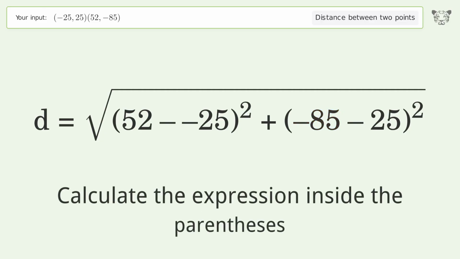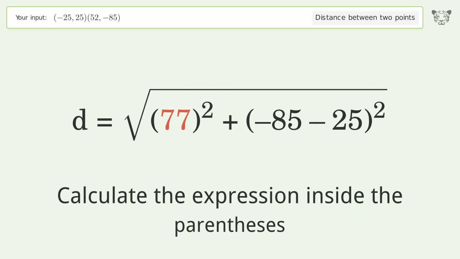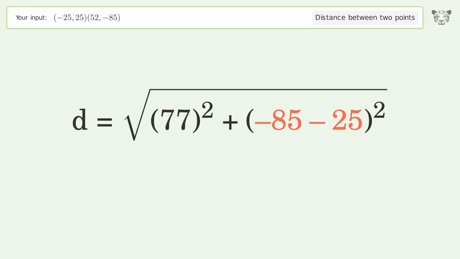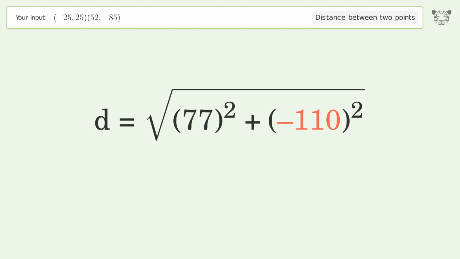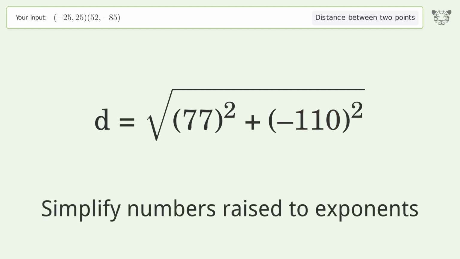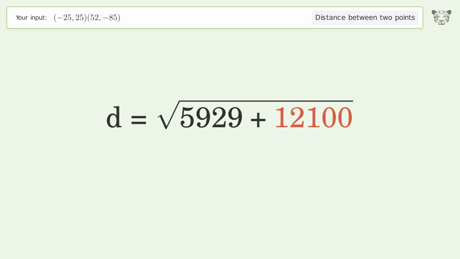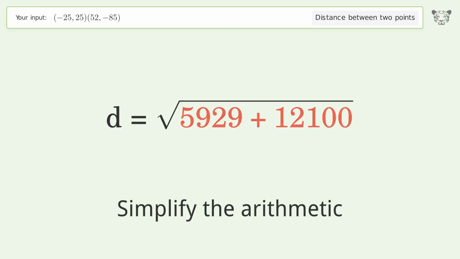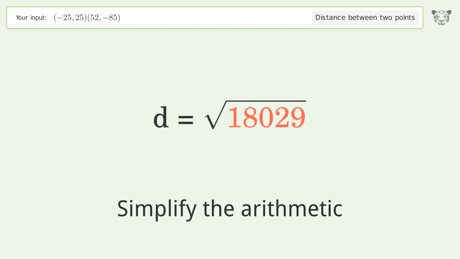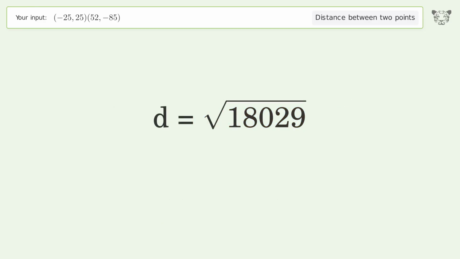Calculate the expression inside the parentheses. Simplify numbers raised to exponents. Simplify the arithmetic. And so the distance between the 2 points is the square root of 18,029 or 134.272.